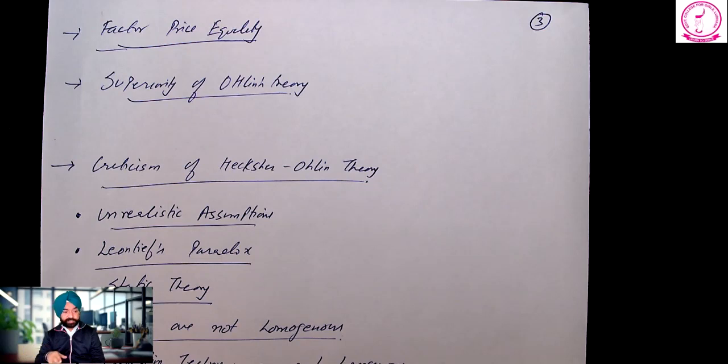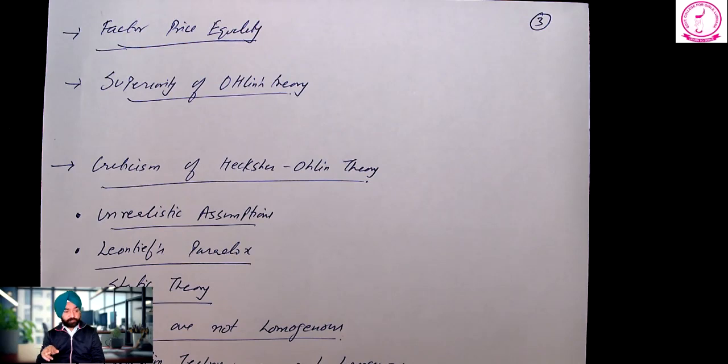Similarly, if Germany is importing more labor, there is a scarcity of labor in Germany and the wages are at a higher level. So what will happen if they import more labor? As the supply increases, the wages will come down. In Germany, wages will come down, and in India, the price of capital comes down.